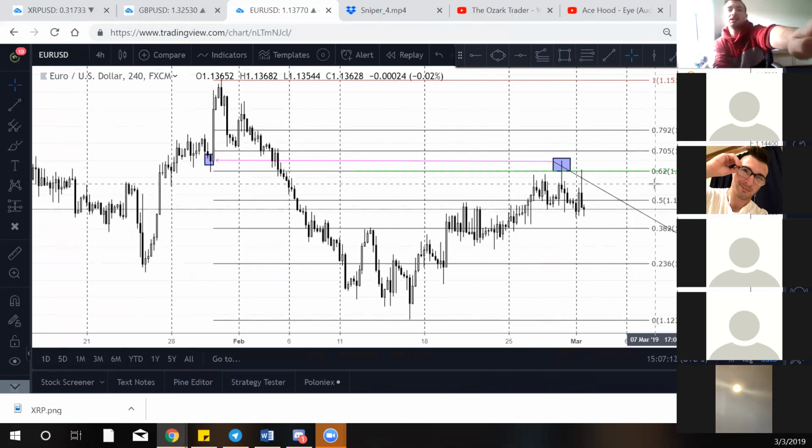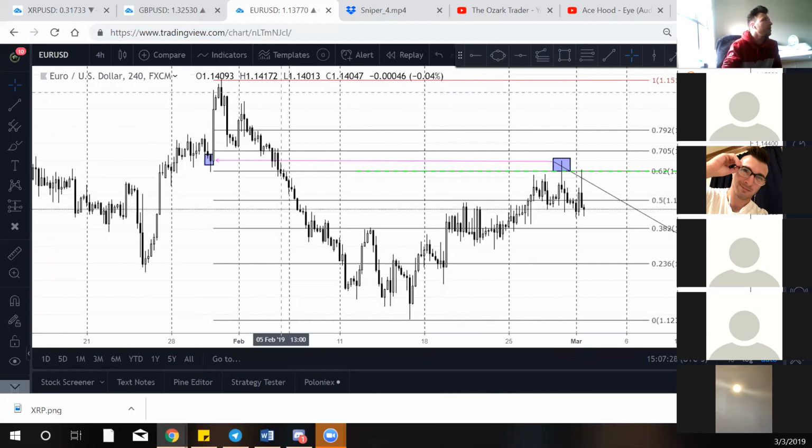So what this simply means, guys, is, let me go ahead and fix my computer here. I'm going to drag my screen over here so I can look at you guys and look at myself. Perfect. Okay, so we're looking at Euro USD, GBP USD, and we're also going to take a look at XRP USD, Ripple.